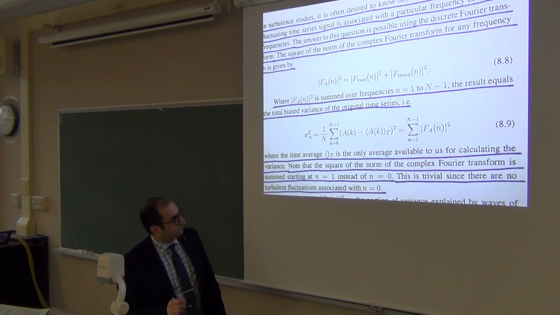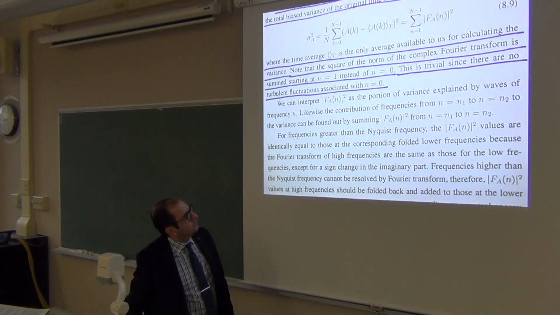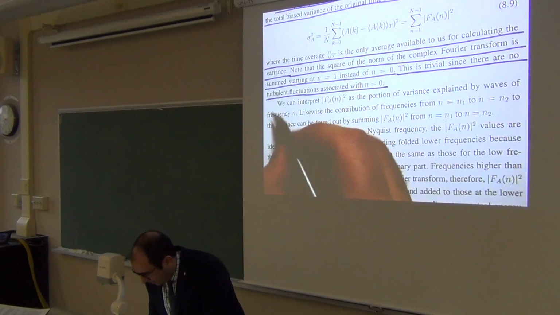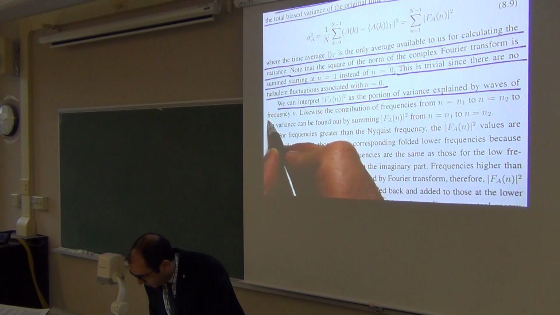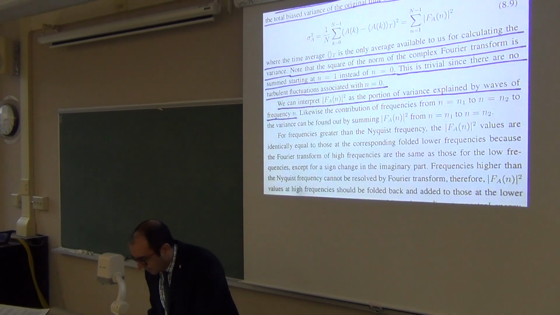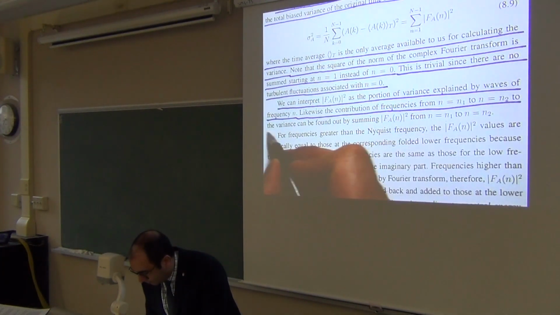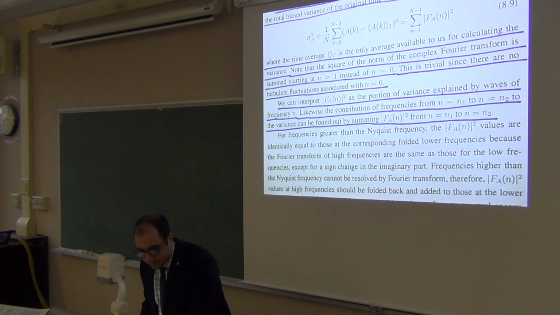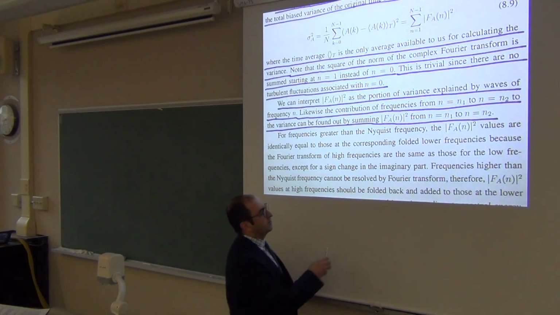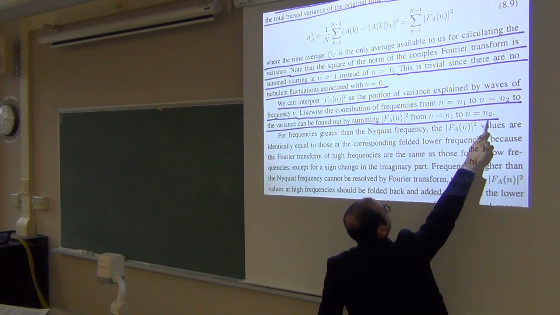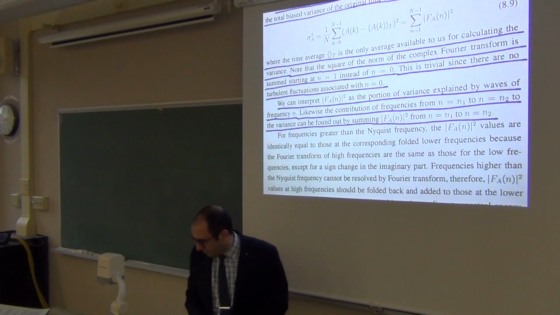We can interpret this Fourier transform norm squared as a portion of variance explained by waves of a given frequency n. And if desired, I can sum it up over a range of frequencies to get the variance for a range of frequencies, say from n equal to n1 to n equal to n2. I just sum up all these terms over those ranges of frequencies.